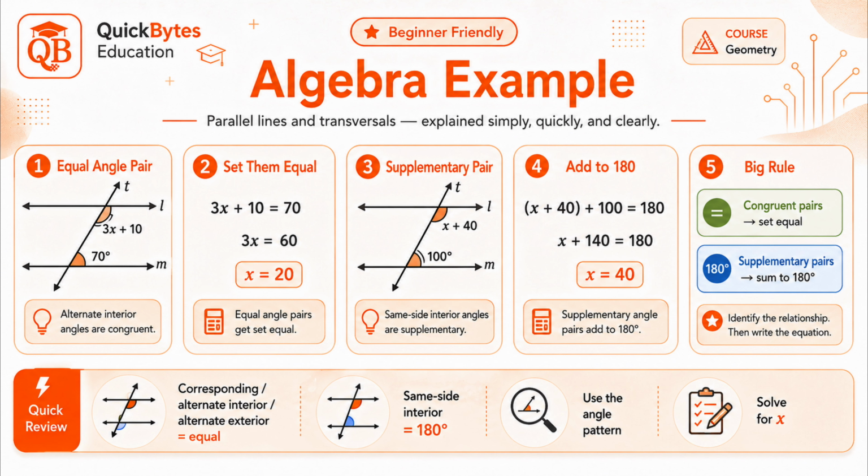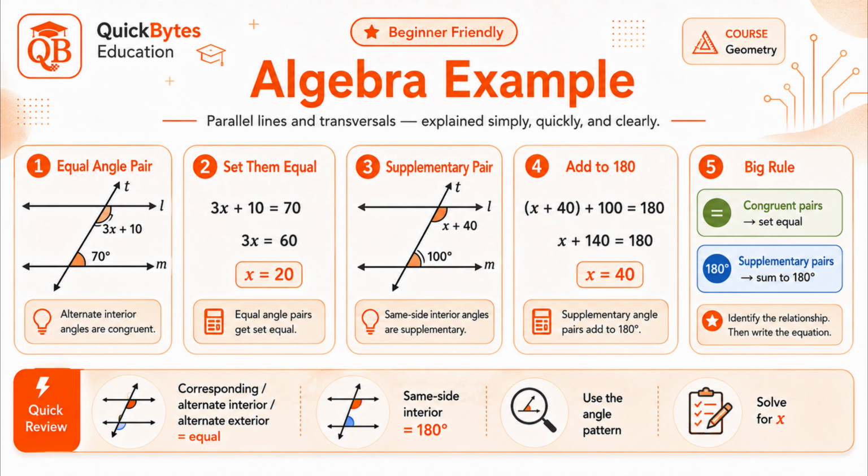You may also see these angle relationships with algebra. Suppose two alternate interior angles are labeled 3x plus 10 and 70 degrees. Since alternate interior angles are congruent, set them equal. 3x plus 10 equals 70. Subtract 10 from both sides. 3x equals 60. Divide by 3. X equals 20.